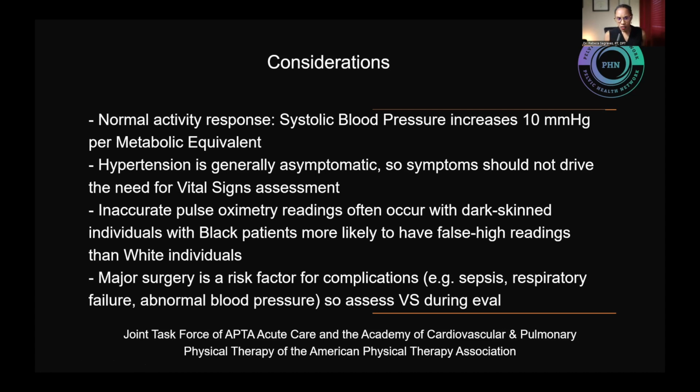Normal activity response. So we talked a little bit about this, but in the guide, pulling from their section on blood pressure, what we should normally see is that systolic blood pressure increases 10 millimeters of mercury per metabolic equivalent. Hypertension is generally asymptomatic. So symptoms should not drive the need for vital signs assessment. So let's just talk about those two bullet points. So systolic blood pressure increases 10 millimeters of mercury per MET.